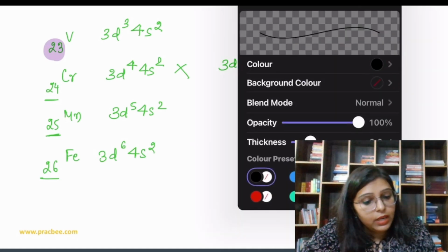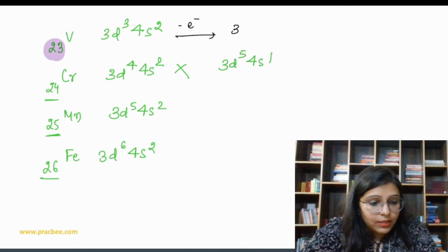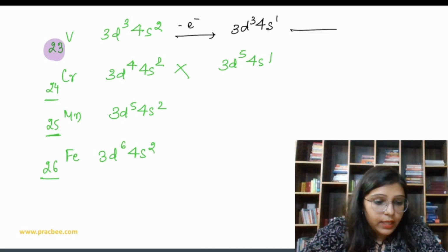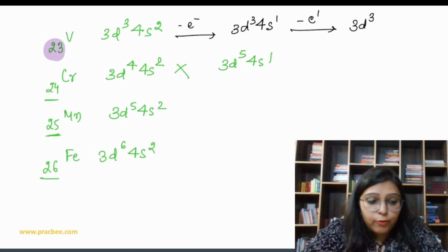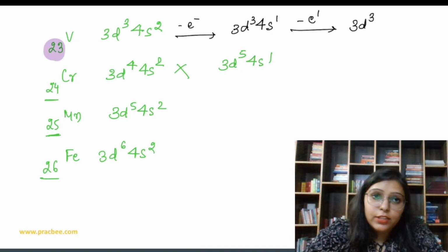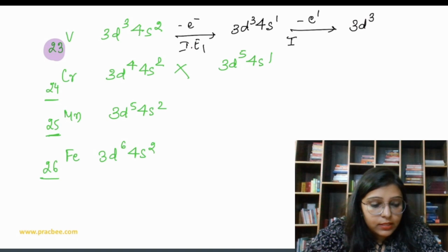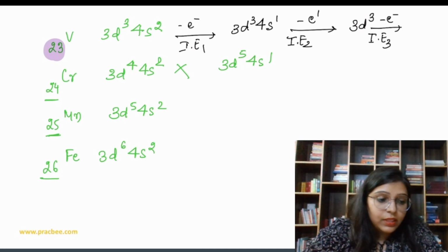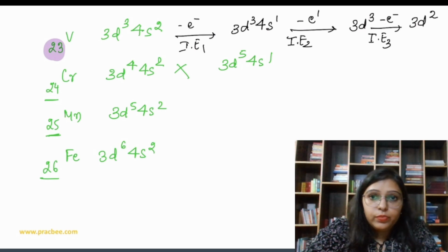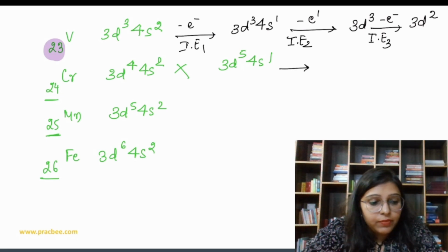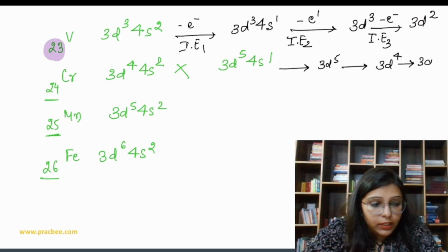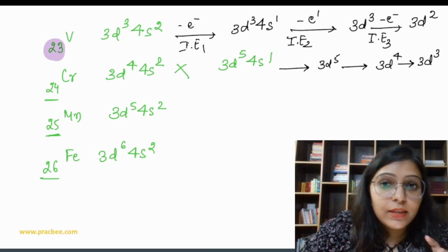Now if I want to remove one electron, let's remove one electron. So we get 3d3 4s1. Then remove one more electron, so we get 3d3. This is ionization enthalpy 1, this is ionization enthalpy 2, and if I remove one more electron, the energy associated with that is ionization enthalpy 3. So this is going to be 3d2. So for chromium, first we have 3d5, then for second we have 3d4, and for third we have 3d3. So we have to find which one has the highest third ionization enthalpy.